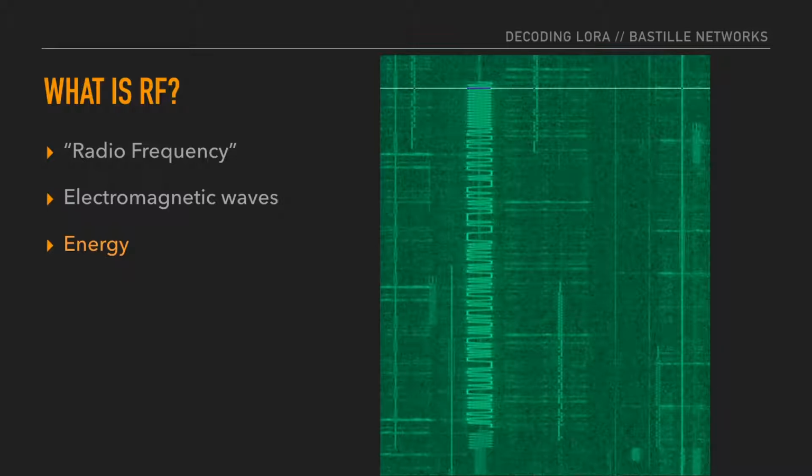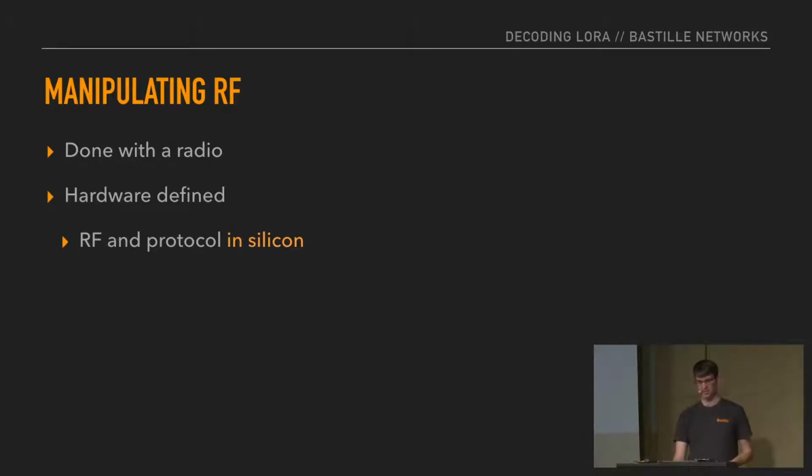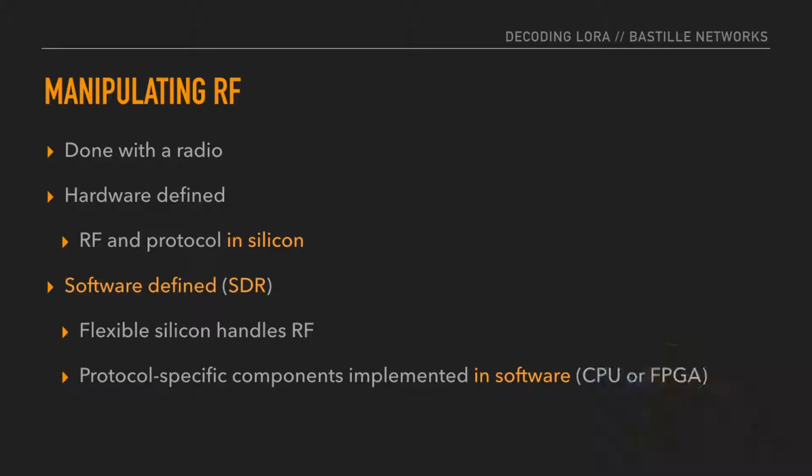And you can manipulate RF by using a device called a radio. And radios can either be hardware-defined, where the RF mechanics and the protocol are baked into the silicon and are inflexible, or you can use a software-defined radio, where you have some very general flexible silicon up front that basically just grabs some raw information and feeds it to some sort of a processor, which can either be a traditional CPU or an FPGA to implement some of the more radio-specific things. And SDR has come a long way in the most recent few years, and it's now incredibly powerful. So we're going to be talking about both hardware-defined radios and software-defined radios throughout this talk.